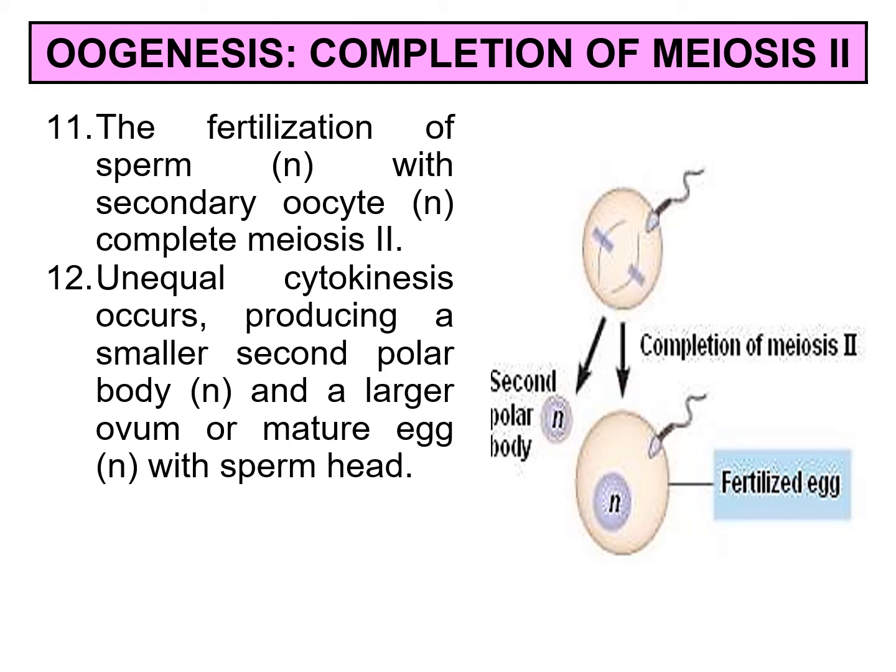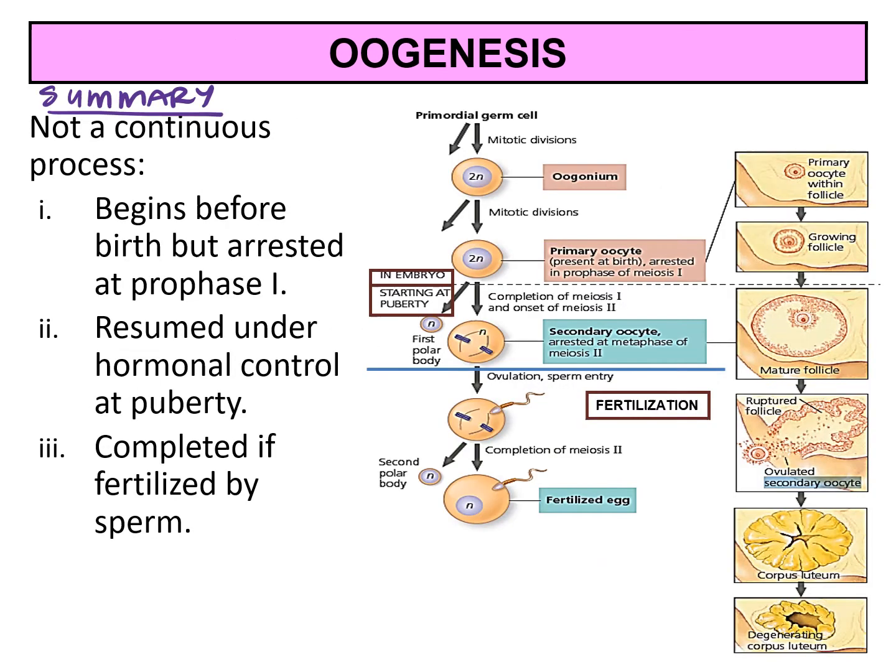So after the meiosis 2, cytokinesis will occur, producing another polar body and a larger mature ovum, or mature egg, with the sperm head. So the sperm head is still in the cytoplasm of the egg, the secondary oocyte, the ovum lah.